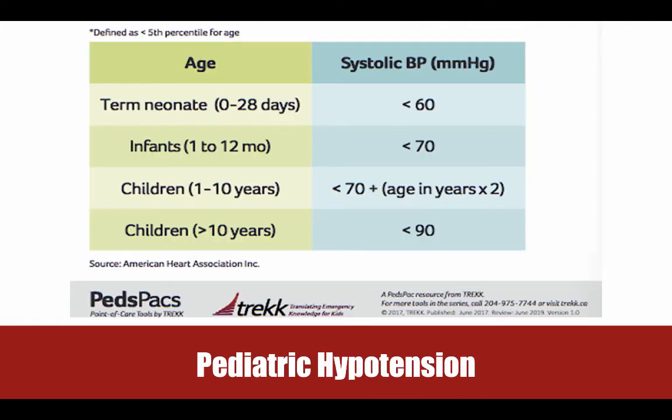Blood pressure also can be difficult to remember. For babies under 1 month, a 5th percentile blood pressure would be less than 60 systolic. For infants between 1 and 12 months, a systolic blood pressure below 70 would be concerning. And then we can use an equation for children between 1 and 10 years: 70 plus 2 times the age should be your 5th percentile blood pressure for those kids, and anything below that should be very concerning to you. And once kids get to be 10 years of age, we use the lower limit of 90 systolic.